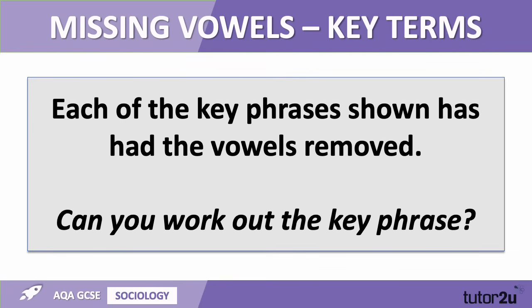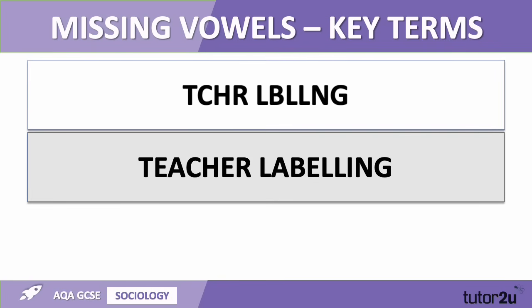Okay, let's have a look at the different in-school factors and processes that influence educational attainment. Each of the key terms has had their vowels removed. Can you work them out? Okay, here is our first one. We'll give you a few moments to have a look and try and work out what the key term is.